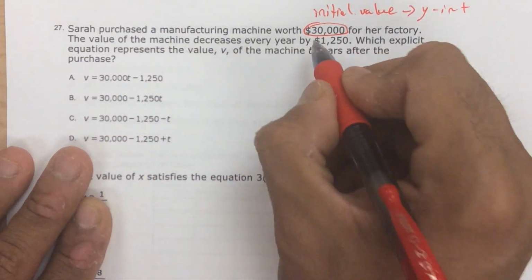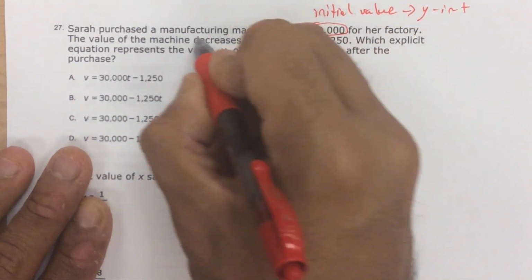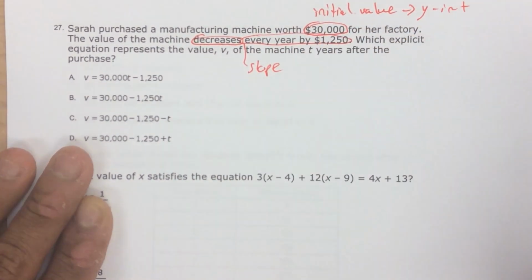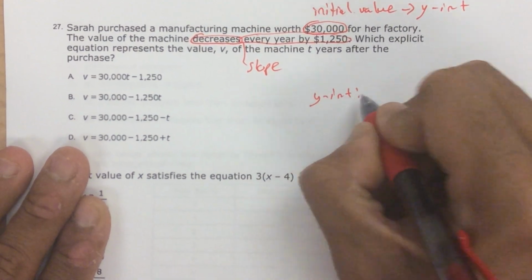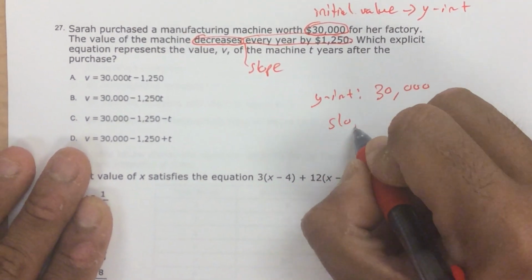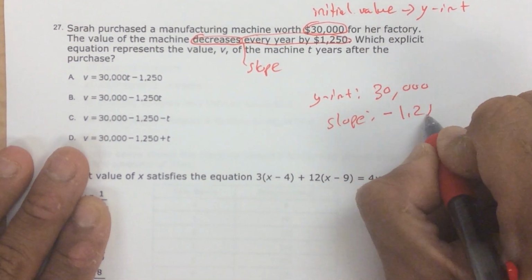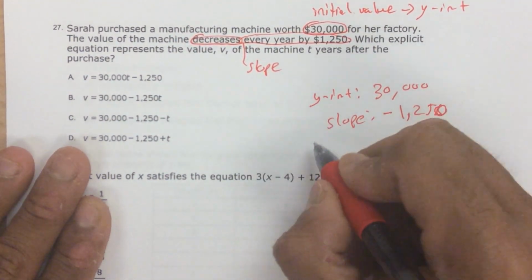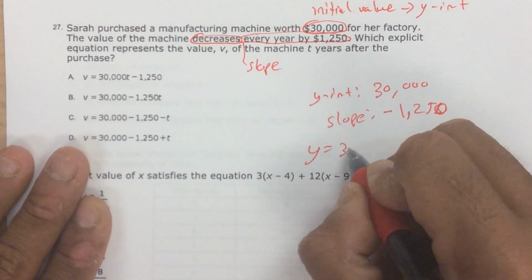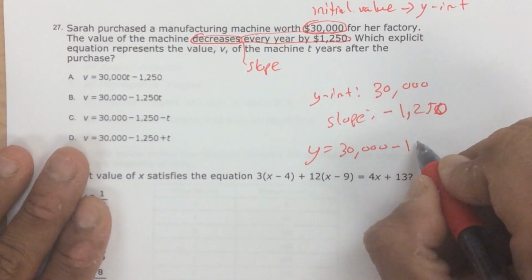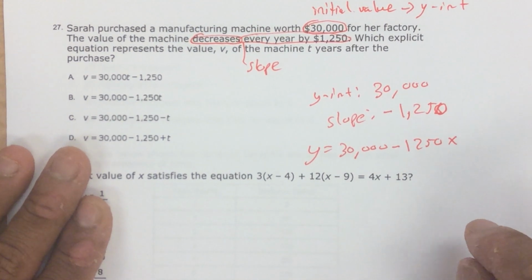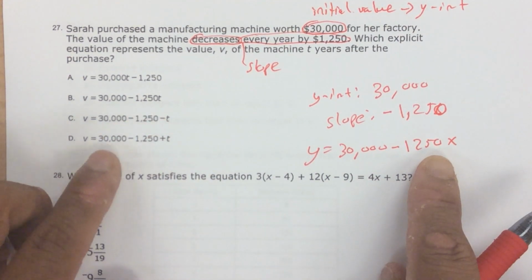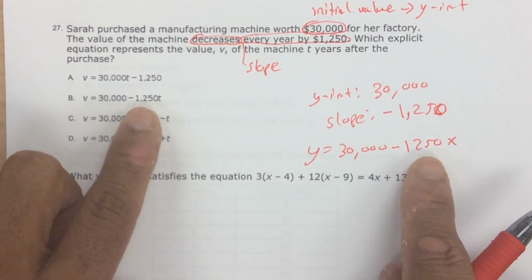The value of the machine decreases every year. So decreases every year should be your slope. Okay? So that means your y-intercept is 30,000. Your slope is negative 1,250 because it's decreasing, so it's going to be negative. So that means your equation is y equals 30,000 minus 1,250x. Or you could write it the other way, but the reason I wrote it out like this is because they have the variable at the end instead of the beginning. So anyways, you can tell that the answer is B.